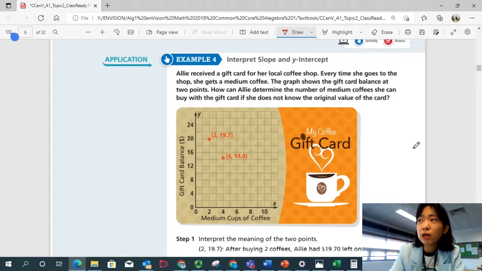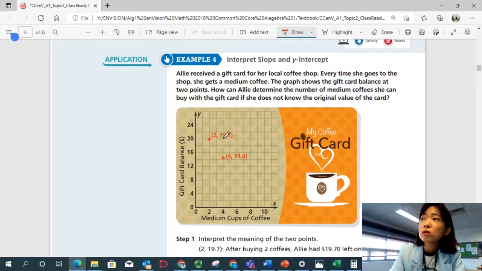So first, let's try to understand what the situation is. We see these 2 points. What do they mean? Let's look at the graph and see what the x and y-axis represent. The y-axis represents the gift card balance in dollars. So all these numbers represent dollars in her gift card. And the x-axis represents medium cups of coffee. So how many medium cups of coffee? It's the number of cups of coffee.